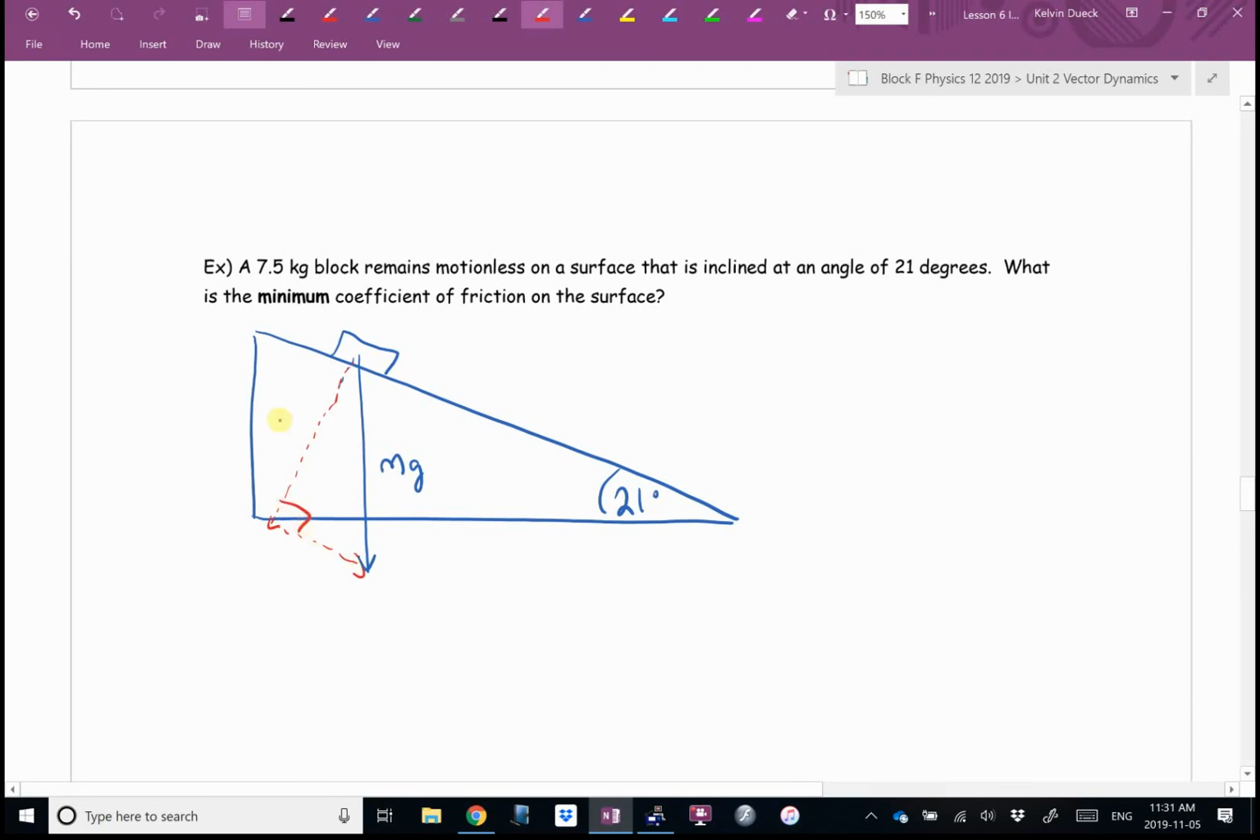The right angle goes there. This is mg perpendicular, mg parallel. Now I can continue with my usual routine. Are we sinking into the ramp like quicksand? Are we flying into the ramp like Superman?